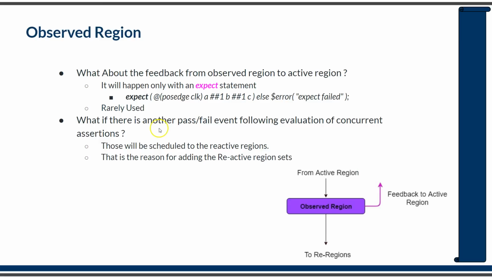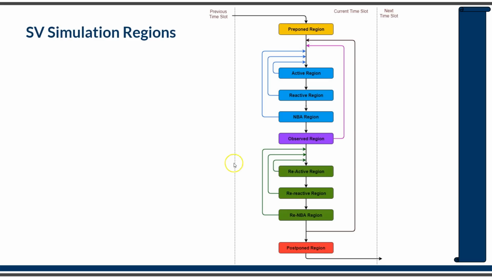As we already discussed, if there is another pass or fail event happening along with the evaluation of the concurrent assertions, those will be scheduled to the next set of regions, which is the reactive region set. From here, if a pass or fail condition is specifying some more events in this time slot, they will be evaluated in the reactive regions, and that is why these regions are called reactive regions. So all these actions that were happening here will be evaluated again. It won't go back to the active region set, but the same set of capabilities is given in the reactive region, or reactive, inactive, NBA, and we will learn about these regions in the next session.